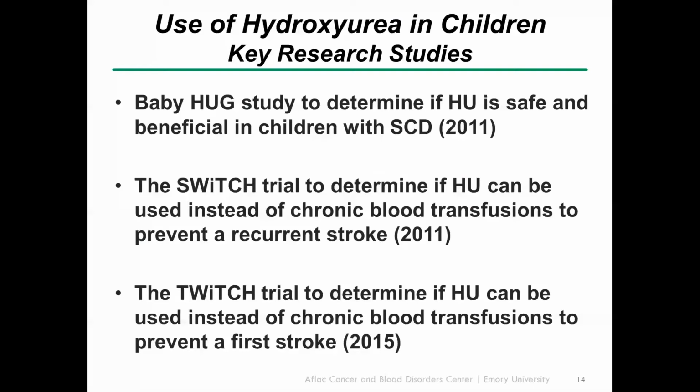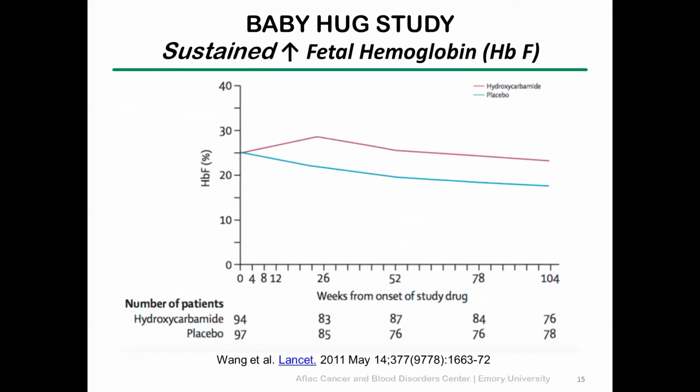And then the last of these three studies was the TWiTCH trial, which was to see if hydroxyurea could be used instead of chronic blood transfusions to prevent a first stroke in kids that we knew were at high risk for stroke. So this is just a couple of slides to show that, in fact, the Baby HUG study showed that hydroxyurea does in children what it does in adults.